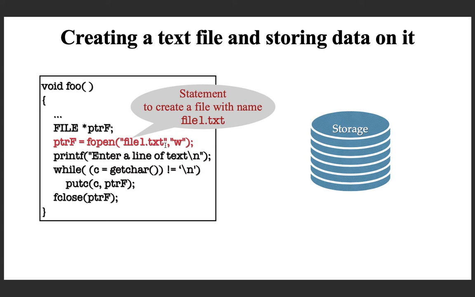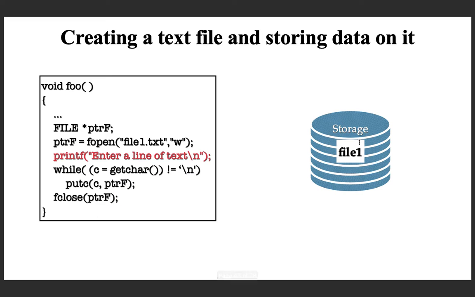The first argument should be the file name, and here actually this statement enables you to create a file if it is non-existent, namely file1.txt. So if you execute this, you will get the file created on the secondary storage. You are getting it? Name is file1.